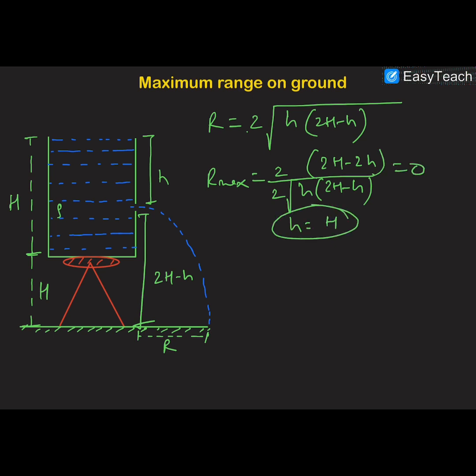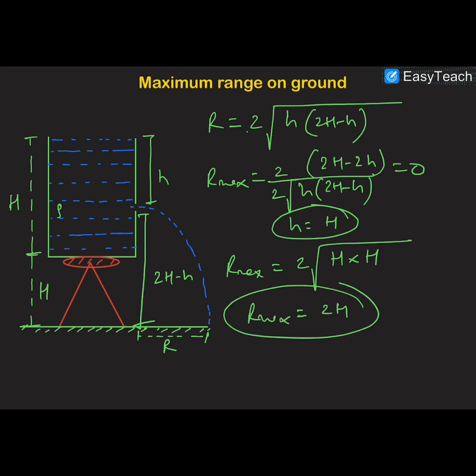So again the same result is observed in this case also, that the hole should be made at a point which is exactly midway between the ground and the top level of the liquid. Now the ground and the top level of the liquid are separated by a distance of 2H. So for maximum range, the value of small h should be equal to H, and the value of maximum range R max in this case will be 2 under root of H into H, which is R max equal to 2H. So guys, this is very important in this case.